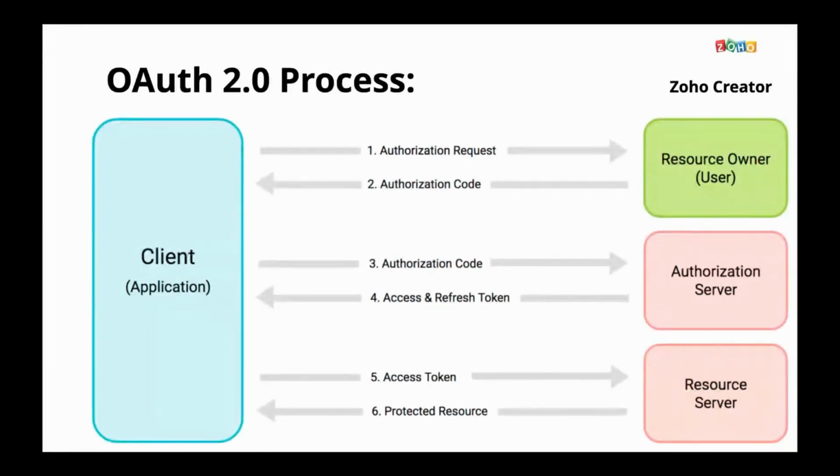To share the protected resource, first you need to authorize, share the credentials, and get a grant type code, the authorization code. Once you get the authorization code, with the help of the authorization code, you can create an API request to get the access token and refresh token. And later, once you get the access token, you can use the access token to get the protected resource from Zoho Creator.